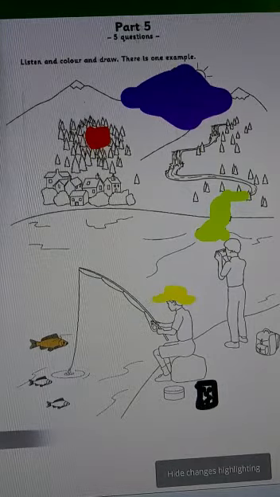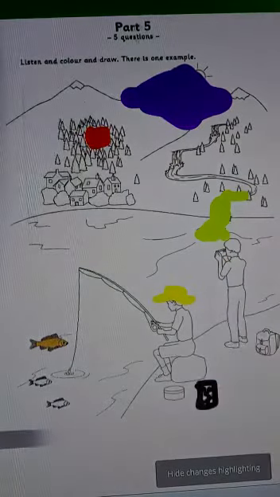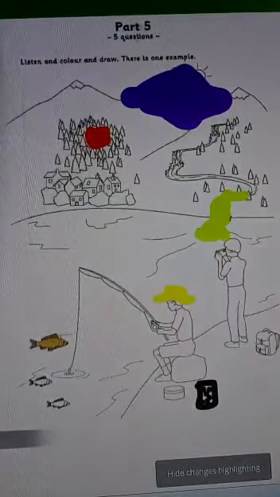One. Now find the waterfall in the picture. Which one? There are three. The waterfall which is next to the lake. Next to the lake. Right. I can see it. Good. Now color it green.